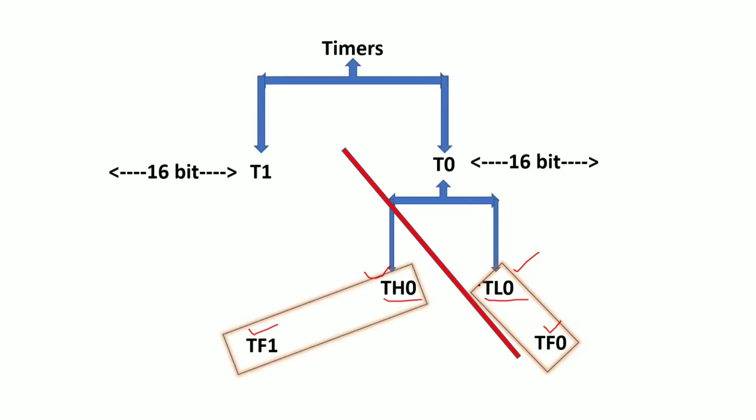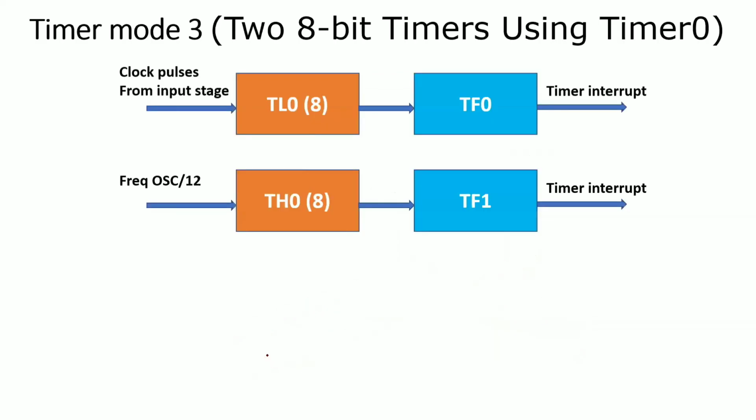That means whenever the timer 0 lower byte expires, the timer 0 overflow flag will be set to 1. Whenever the higher byte of the timer 0 expires, the timer overflow flag of the timer 1 will generate the interrupt flag. Now this is the diagram. Now you understood, right? So why we have the timer 0 overflow flag with the lower byte of the timer 0, and why we have the timer 1 overflow flag for the timer 0 higher byte.